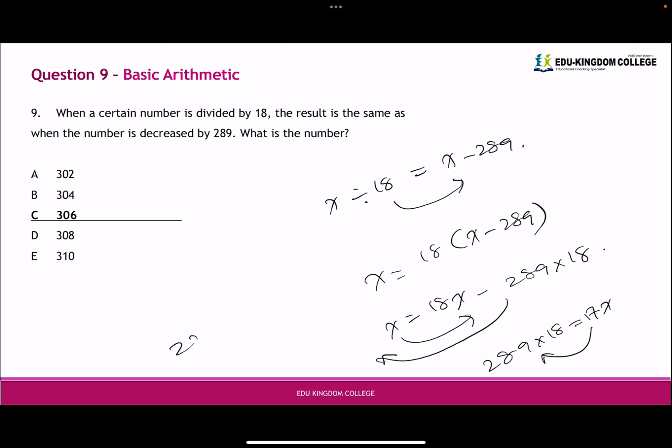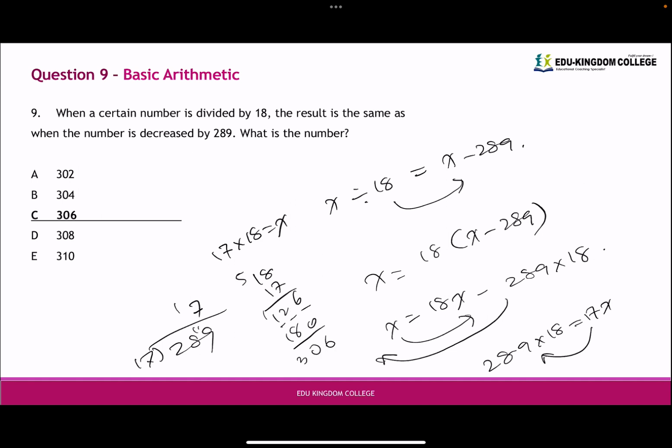So 289 divided by 17. I'm going to do the divide first because that's easier than multiplying it. So 17 goes into 28 once, leaves over 11. 17 goes into 119 7 times. So we're going to get 17 times 18 equals x. So what's 18 times 17? 7 times 8 is 56, 5, 12, and then 306. Okay, so x is 306.